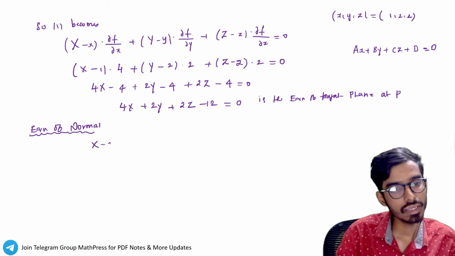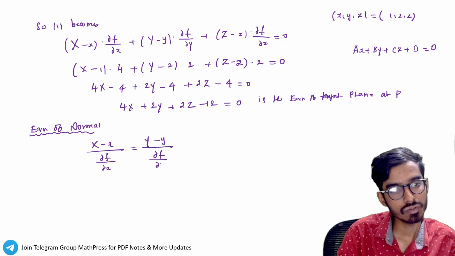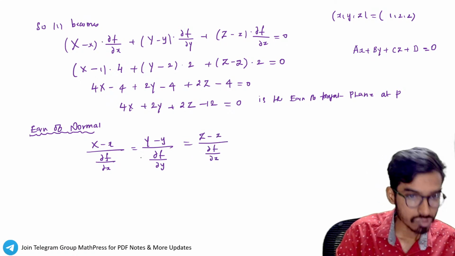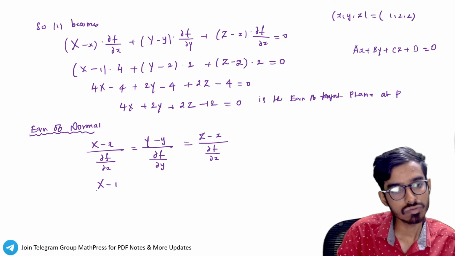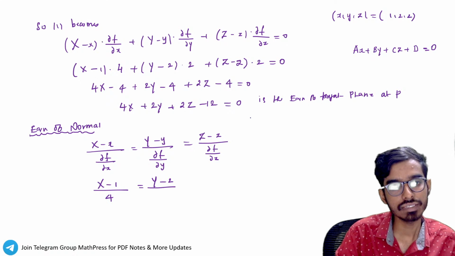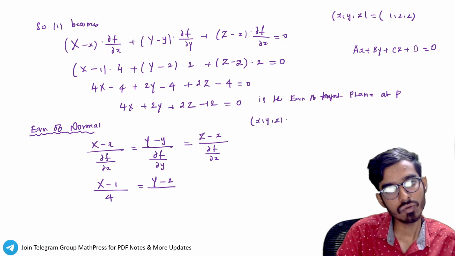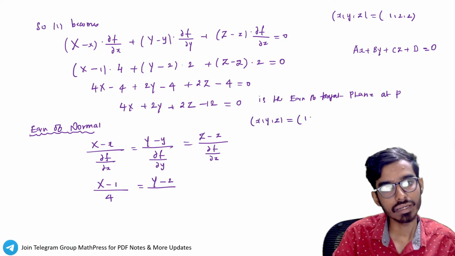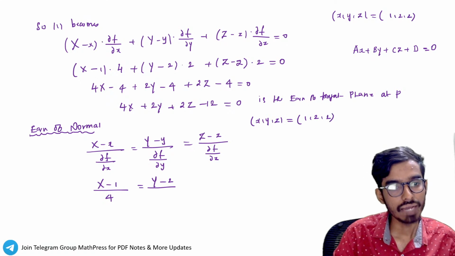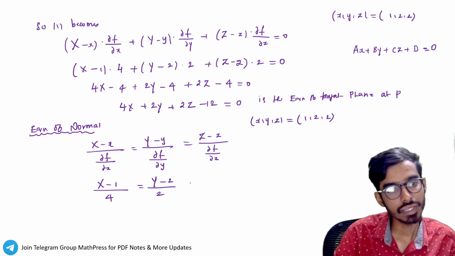So it will be (X minus x) divided by dou f by dou x, (capital Y minus small y) divided by dou f by dou y, (capital Z minus small z) divided by dou f by dou z. So small x is 1, this will be 1, capital Y minus small y. Remember, this small x, small y, small z is the point that they are giving, right? 1 comma 2 comma 2, and we already found dou f by dou x, dou f by dou y, dou f by dou z.